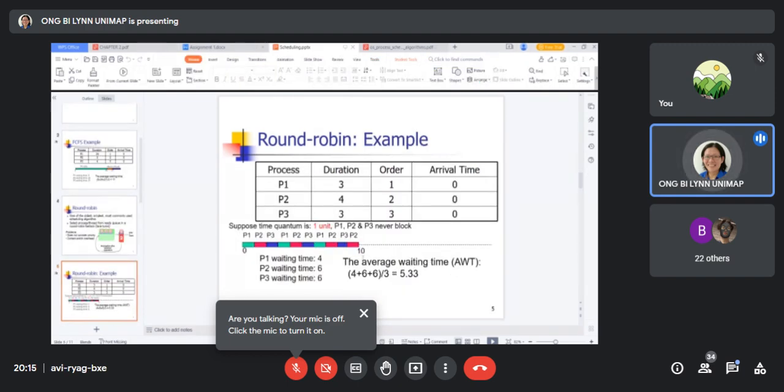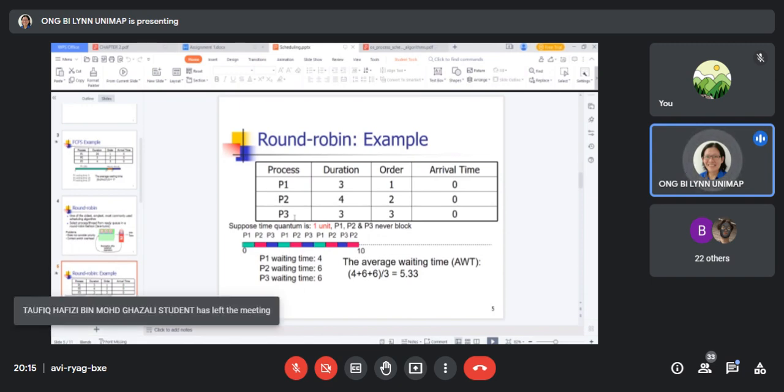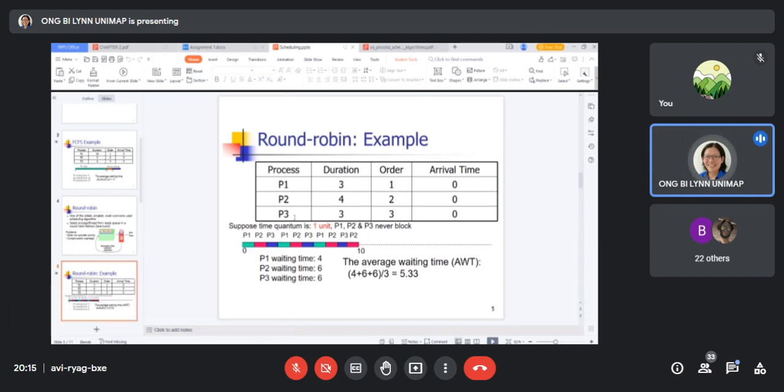Okay, so we look into the example. So this one quite simple. We look into the simple one before we go into a bit more complex one. Okay, so it says P1, the duration is 3, P2, the duration is 4, and P3, the duration is 3. And it comes in order, P1 first, followed by P2 and then followed by P3.